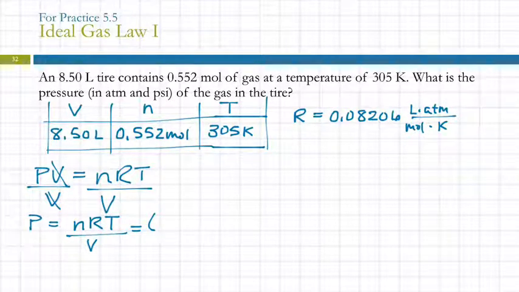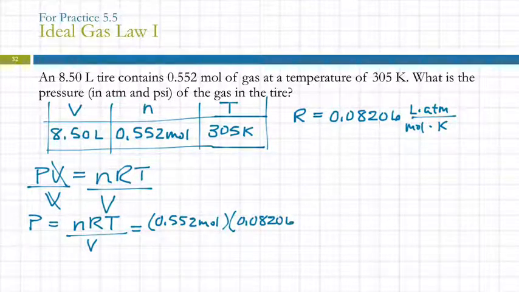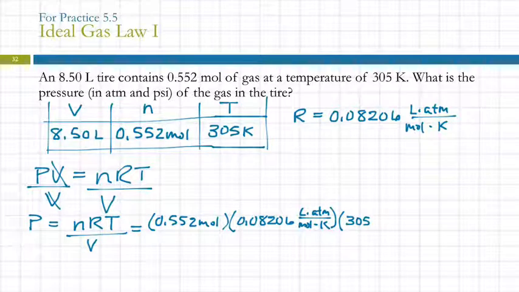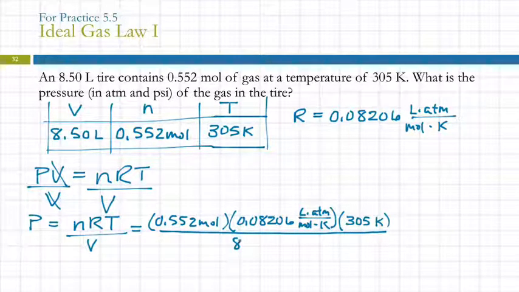Now I can put my numbers in. Always, always, always include the units. 0.552 moles is n. Here's R with its messy units. And then the temperature, 305 Kelvin. And then we're going to divide that by the volume, 8.50 liters. Double check the units. So here I have moles, and those will cancel moles in the denominator of that fraction there. And Kelvin will cancel Kelvin. And then I've got liters on top and liters on the bottom, and those are going to cancel out. So the unit that's left is atmospheres.